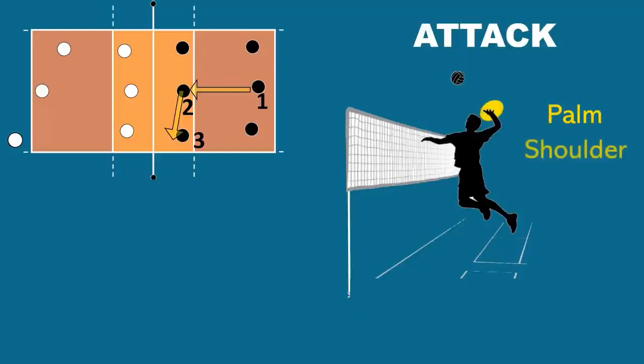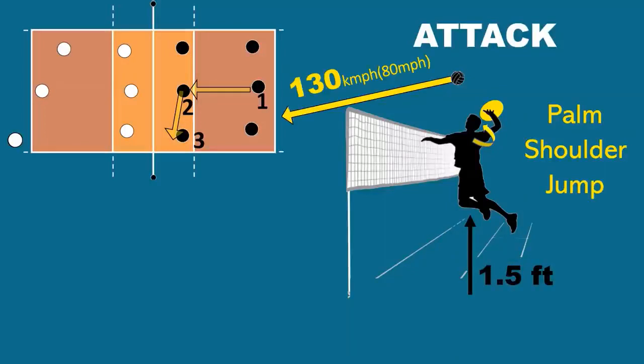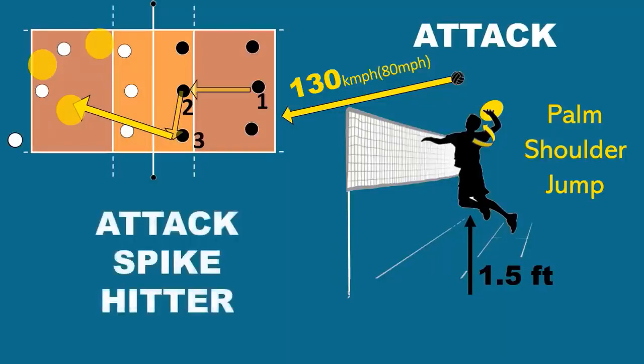They use their shoulder to generate the power, and they jump up in the air around 1.5 feet, and they just smash the ball into the opponent's area at 80 miles per hour. That's really fast. The intention is to hit the shot anywhere the opponent doesn't have a player, so you win the point. As soon as the ball hits the ground, you win the point.